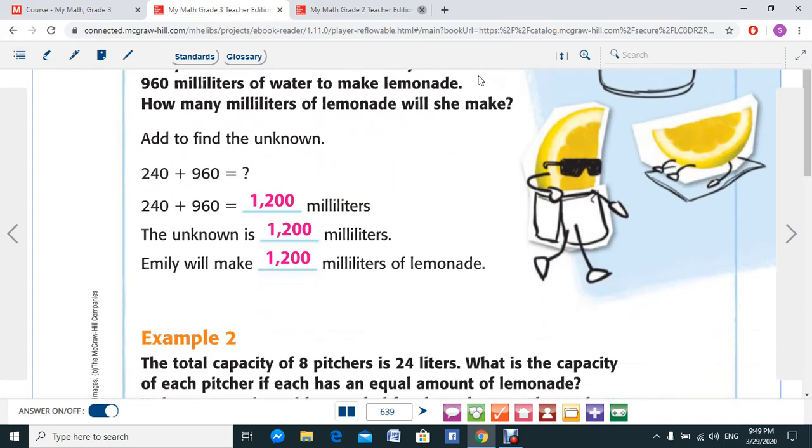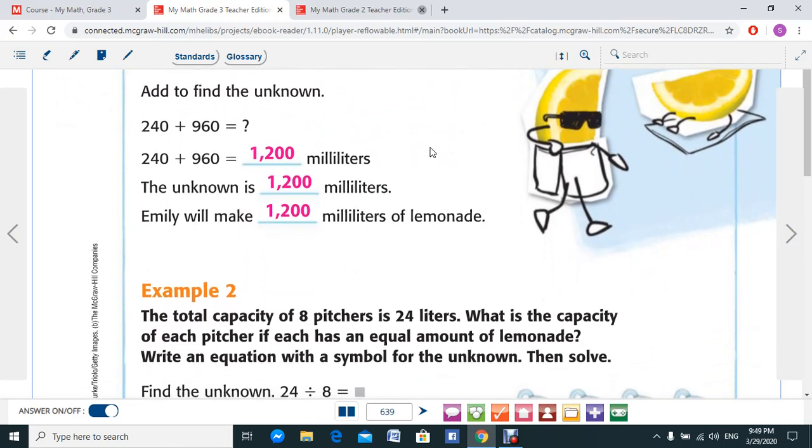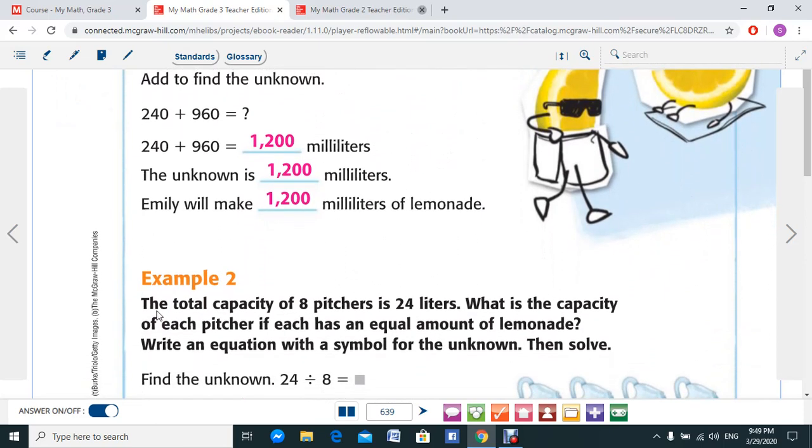This lesson is very easy. You need only to concentrate a little. Okay. The total capacity of 8 pitchers is 24 liters. So 8 pitchers is 24. Let me try to underline this because it is important. Yes, so 24 for 8.